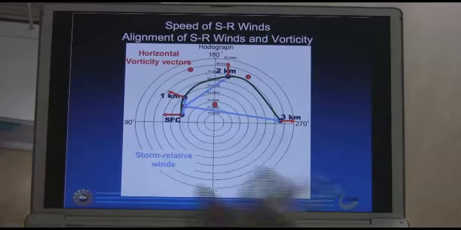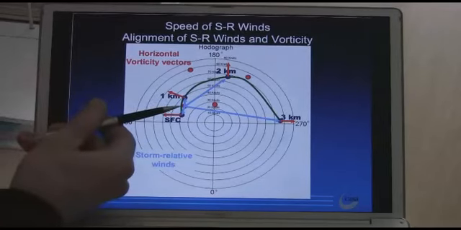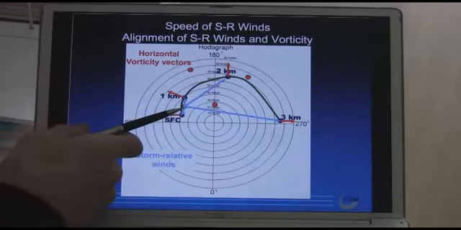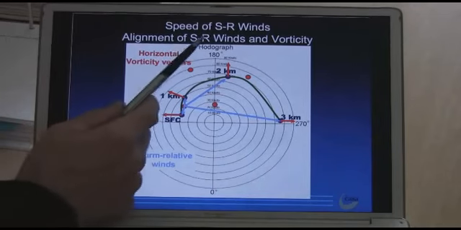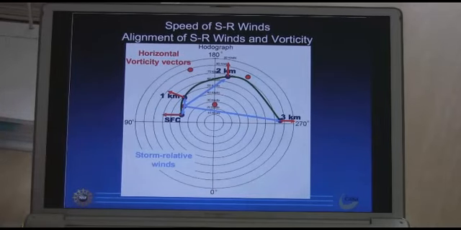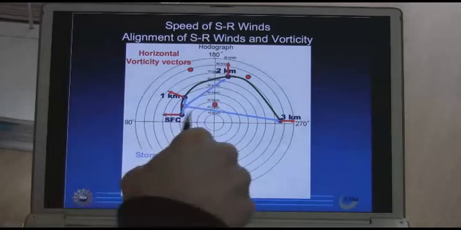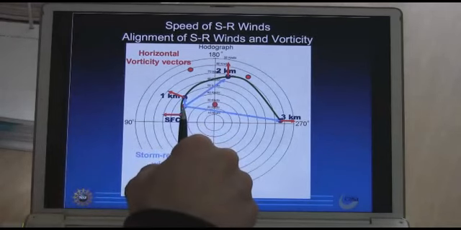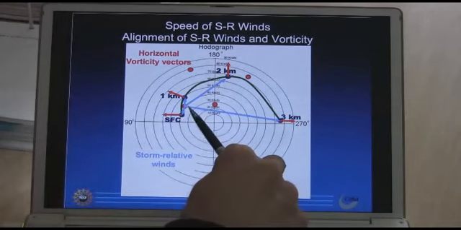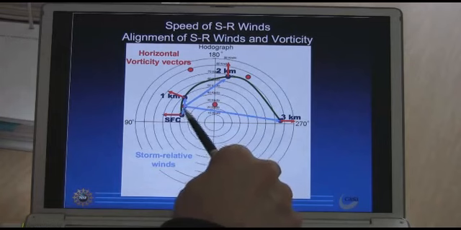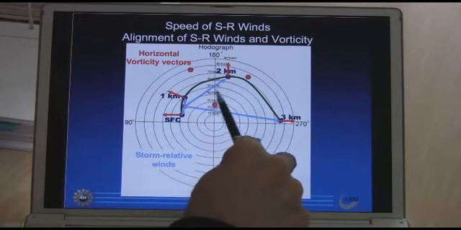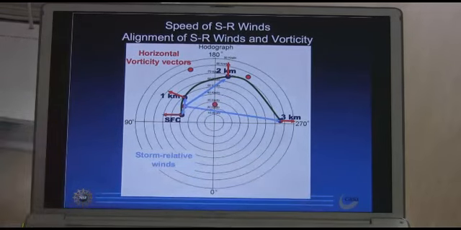All right? So let's pick this particular storm motion over here. There are 4 of them. Let's just look at this one right now. Okay? Let's look at the alignment, first of all, the storm relative winds and the horizontal vorticity vectors. Storm relative winds I've drawn in blue here, right? So the storm relative winds between that storm motion and the surface are really tiny. At 1, they're like this. At 2, they're like this. At 3, they're like this.